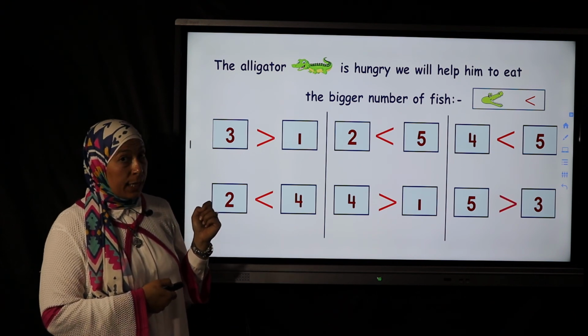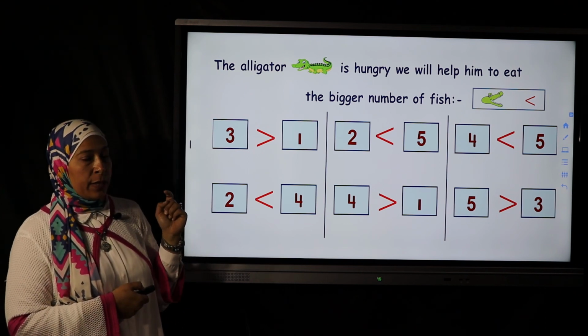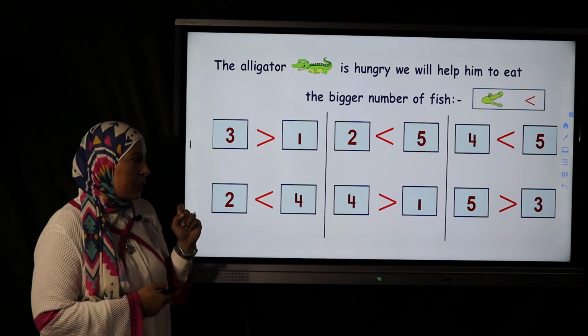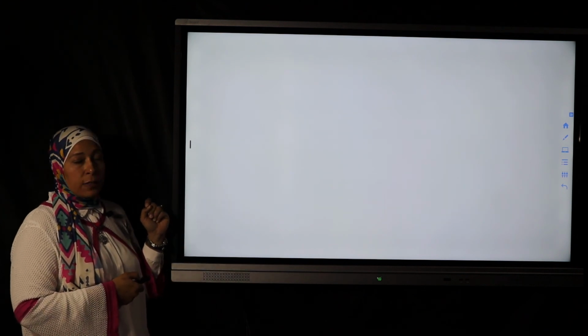Is it easy? Yes, it is. If you remember the story that the alligator has to open his mouth to the bigger number, it will be very, very easy. Okay, that's for today.